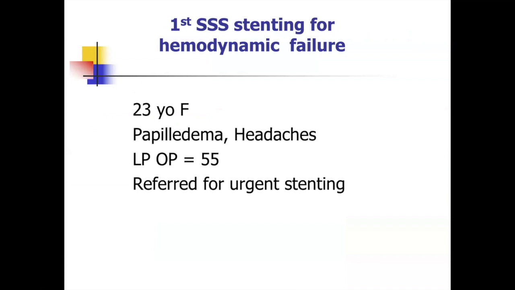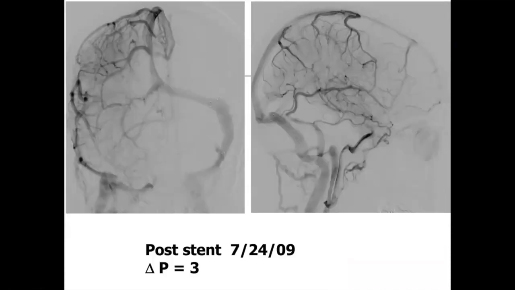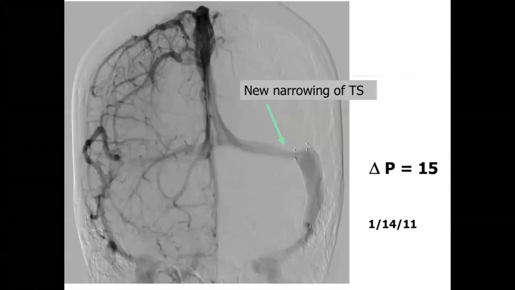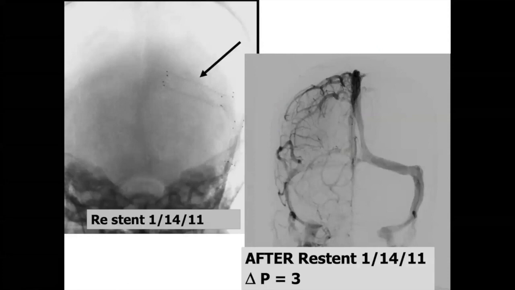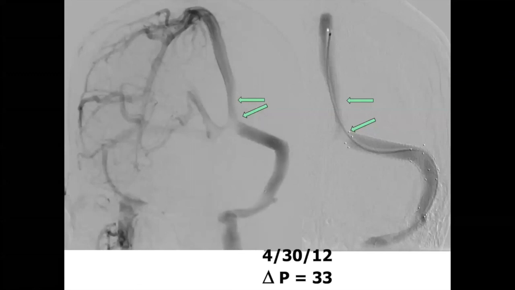And she came in and had been referred for urgent stenting, opening pressure 55. That's an extrinsic stenosis. And so I dropped the pressure gradient with a short stent, she comes back 17 months later, papilledema, opening pressure 47, and she's got a tapered stenosis and a new gradient. So I fixed that with another stent just in the transverse, dropped the pressure gradient to 3, and 15 months later, she's back again, papilledema, opening pressure 51. And now she's got the posterior sagittal sinus stenosis.